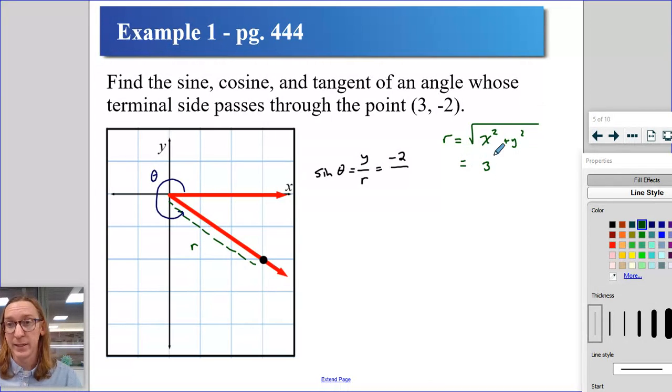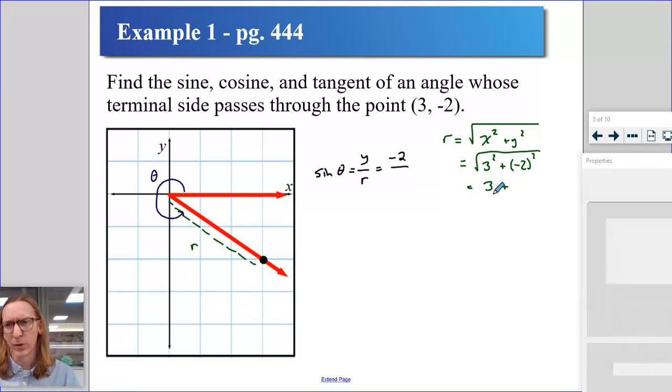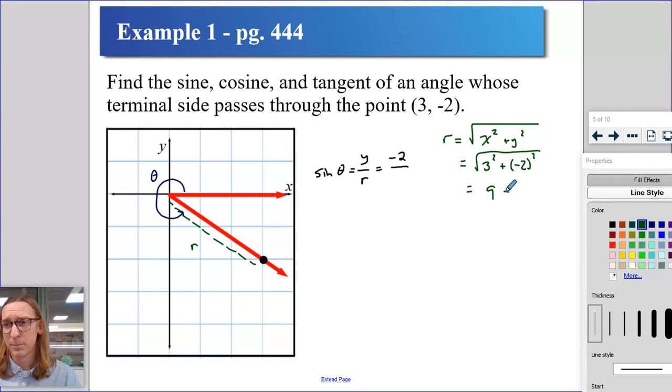So I would have 3 squared plus -2 squared. That would take me to 9 plus 4. Let's actually write down a 9 plus 4. Remember, when you square a negative, it becomes positive because you're taking a negative number and multiplying it by itself. That means the distance from this coordinate to the origin is the square root of 13, which we will leave in its radical form. Otherwise, I'd have to have a decimal approximation, and I'd rather have an exact value. So the distance from the point here to the origin is the square root of 13. That means the sine of theta is -2 over the square root of 13.